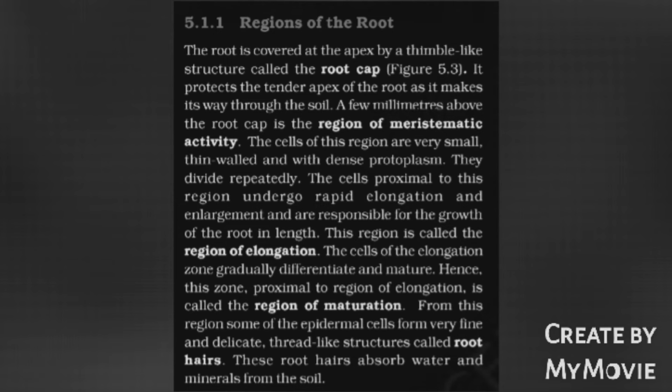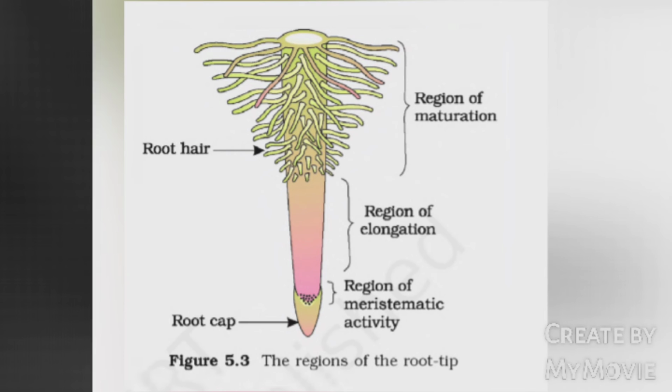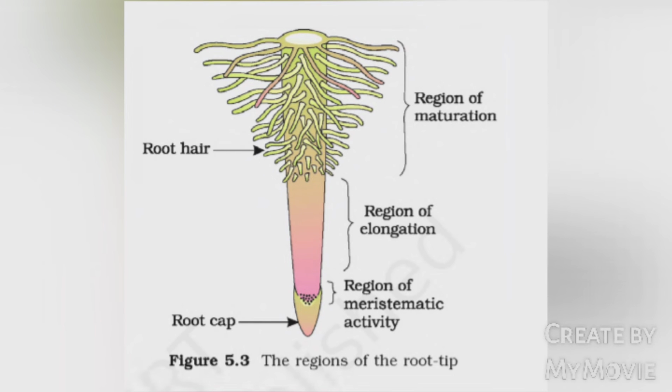This region is called the region of elongation. The cells of the elongation zone gradually differentiate and mature. Hence, this zone proximal to the region of elongation is called the region of maturation. From this region, some of the epidermal cells form very fine and delicate thread-like structures called root hairs. These root hairs absorb water and minerals from the soil. Figure 5.3, The regions of the root tip.